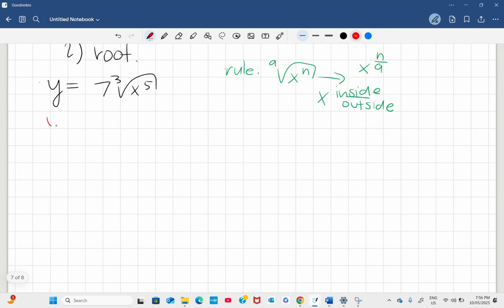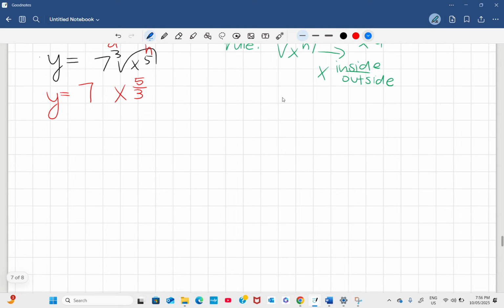I have y, and I'm still not finding the derivative yet, I'm only fixing it. 7 is the coefficient, I don't need to do anything with it. For the x, this is my n, this is my a. So it's going to become x to the power of 5 over 3. Now I fixed the problem. Do I have a root? No. So now I can find the derivative.